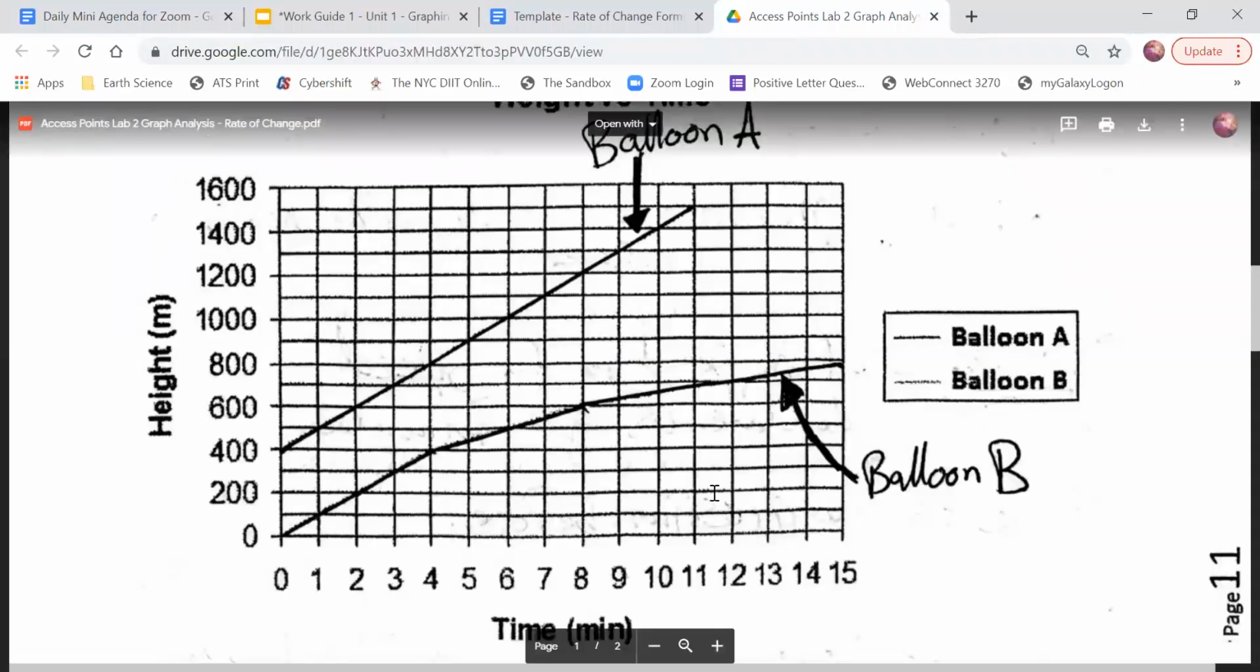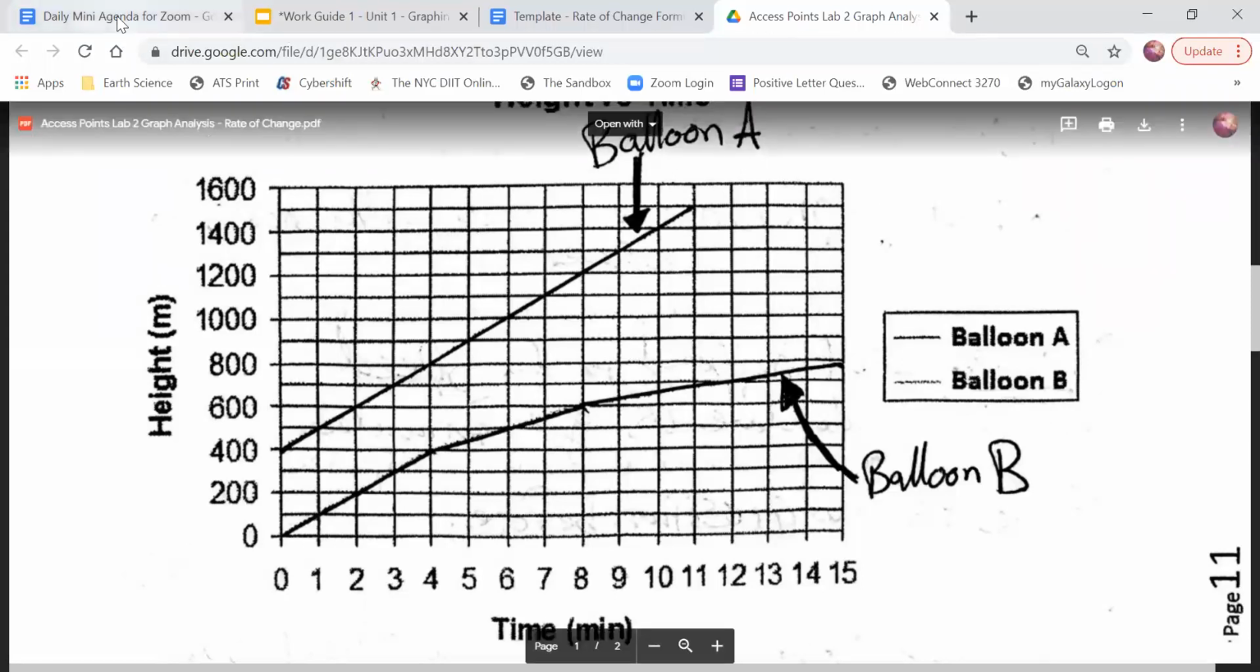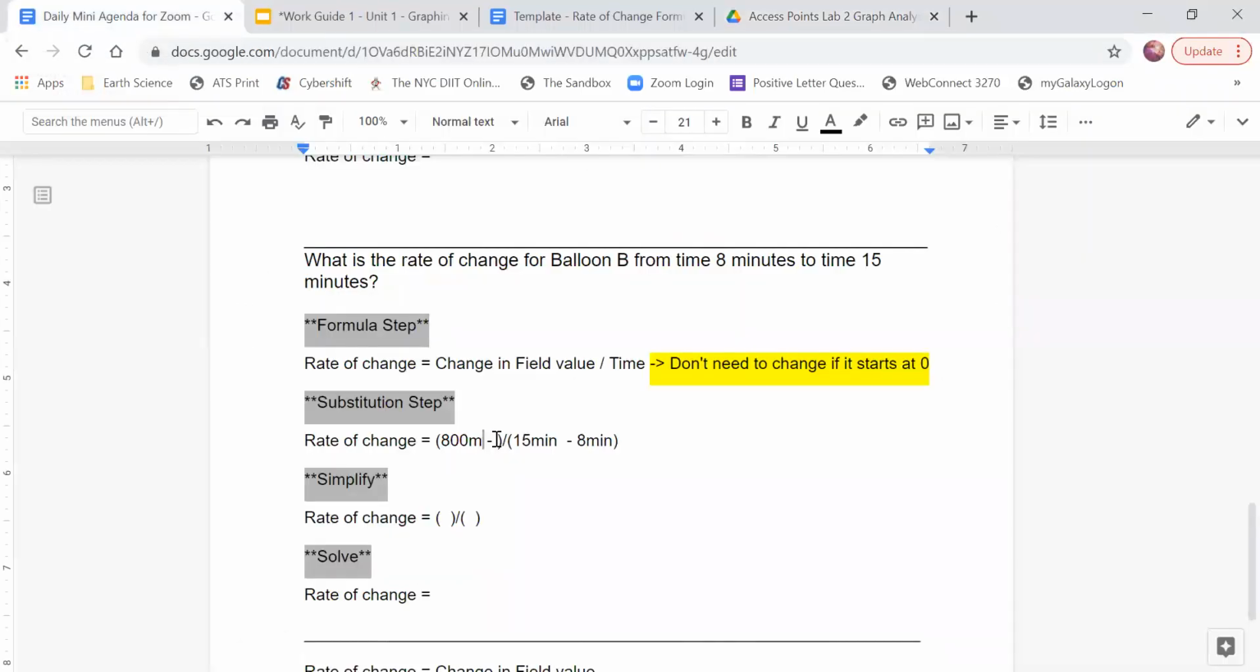Then for 8 minutes, I'm going to come over here, 8 minutes up to the B data line for balloon B. And I see that it is 600 meters. So I fill out 600 meters. And now I have everything for my substitution. I have my units and I have my values. Now it's time to simplify.